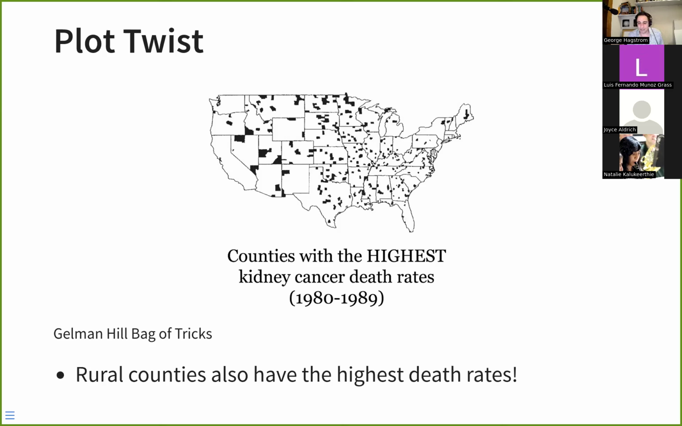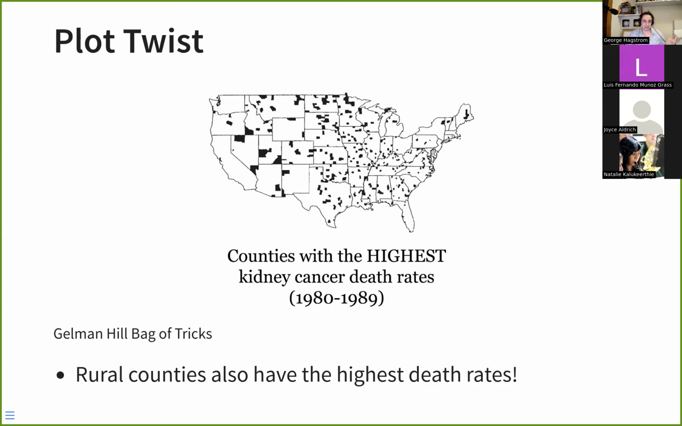Here's a plot of the counties with the highest kidney cancer death rates. And if you look at them, they're also all rural counties, predominantly rural counties. So how can this be? We just gave a host of reasons why we think rural counties might have low kidney cancer death rates, but those can't really apply if the highest kidney cancer death rate counties are also rural. Something else is going on here. There's something unusual in this problem that we need to resolve.